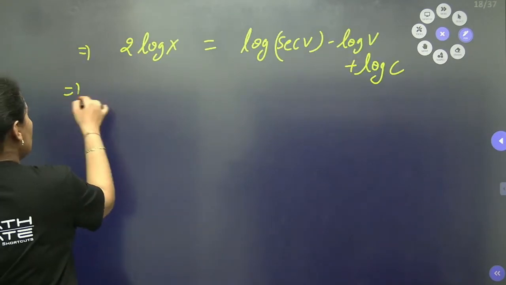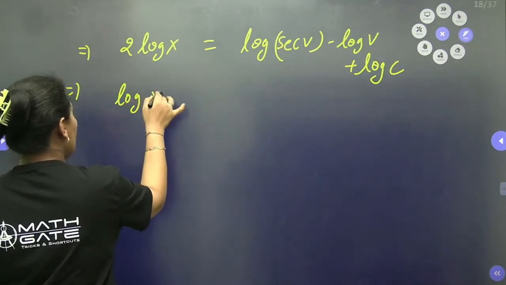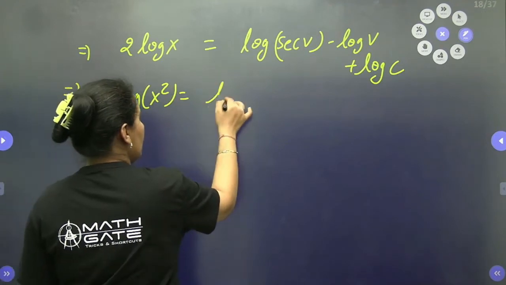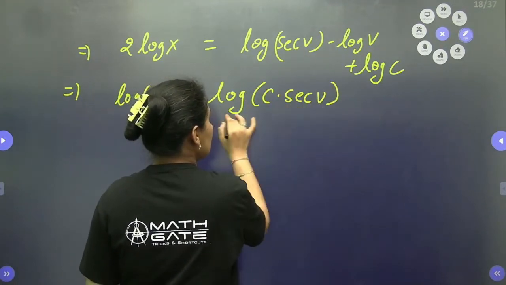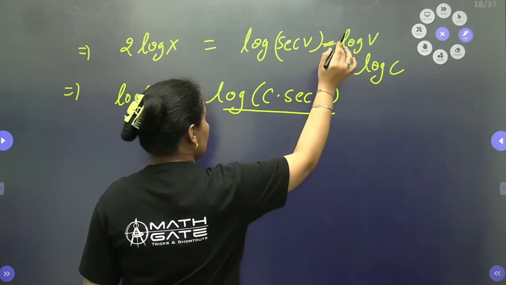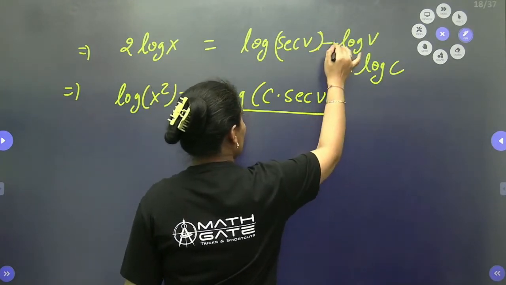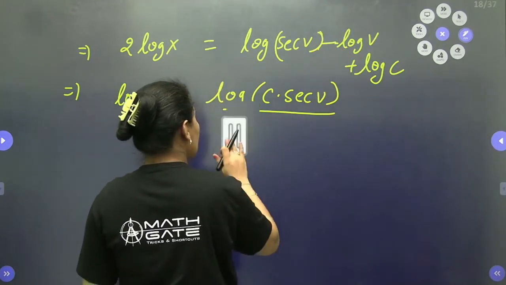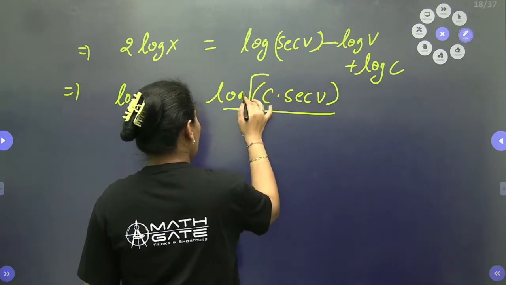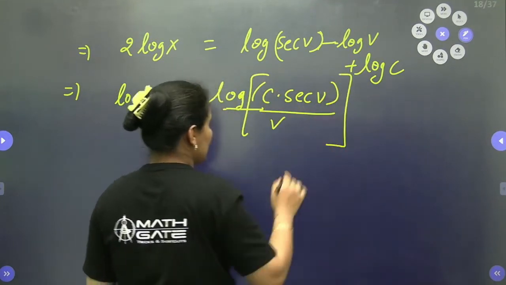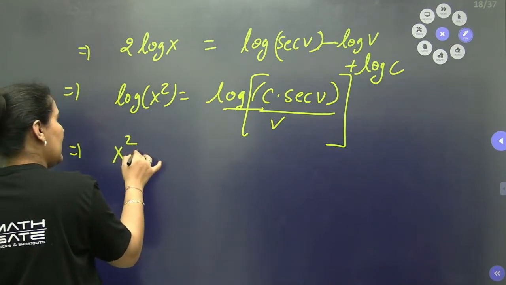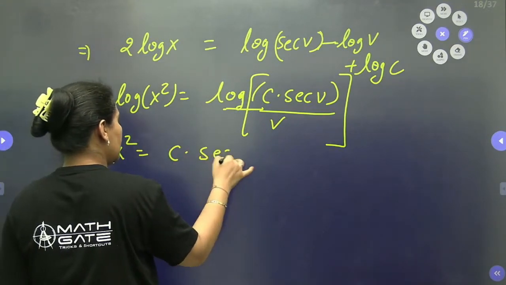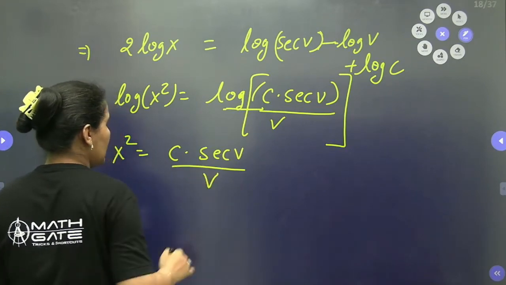Now let's approach it. It will be log of x square, equals log of c into sec of v, minus log of v. So it will be log of m by n, which will be c sec v by v only. We can cancel out log and log. So hence we will get x square is equal to c into sec of v divided by v.